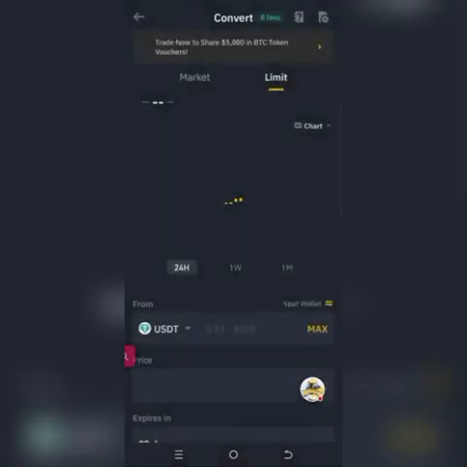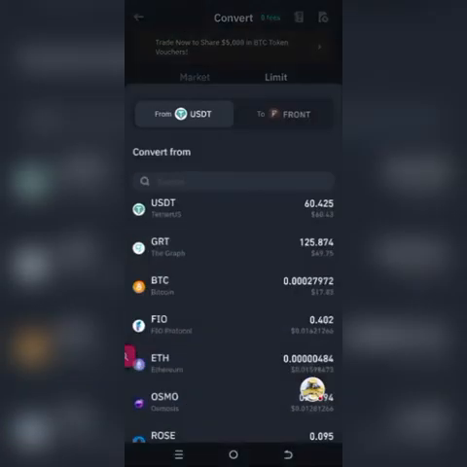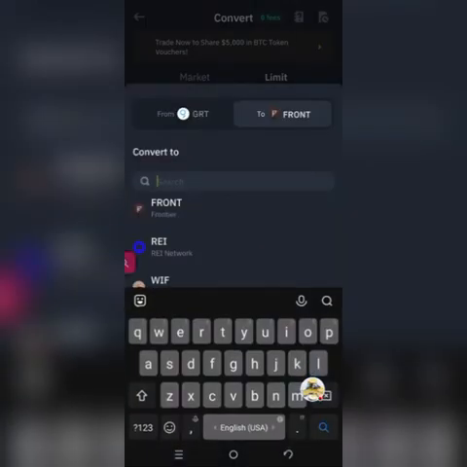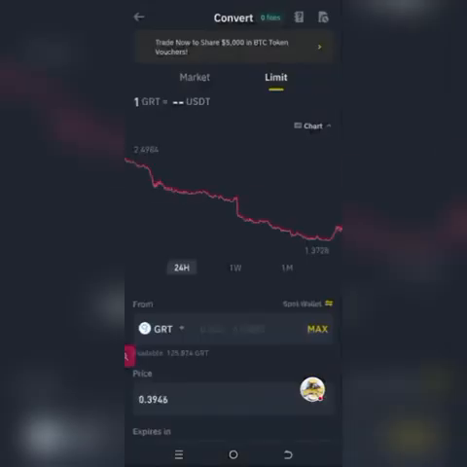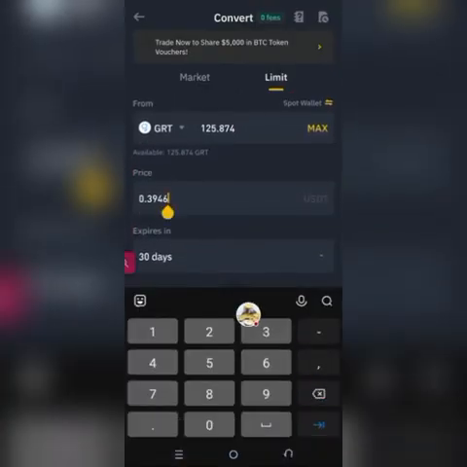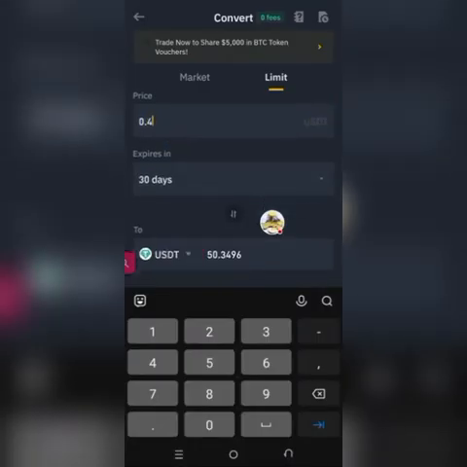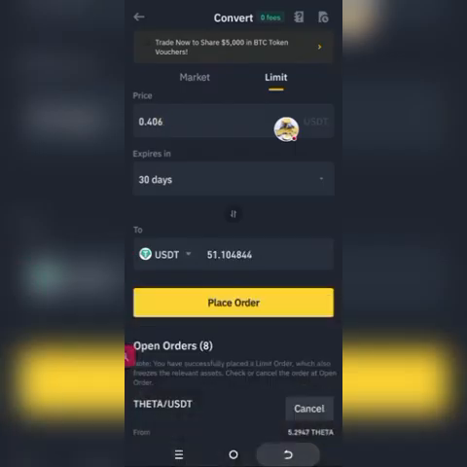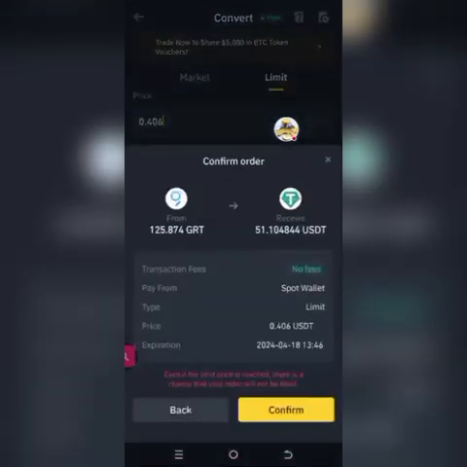And then we put it in limits. And then we take the GRT, and then we change that to USDT. Okay, so we put in the max, and then we put this at 4. Let's see what 4 is going to give us. 4.05, 4.06. I think I'm cool with this. Just a little bit extra over $1. That's fine. Let's go with that.